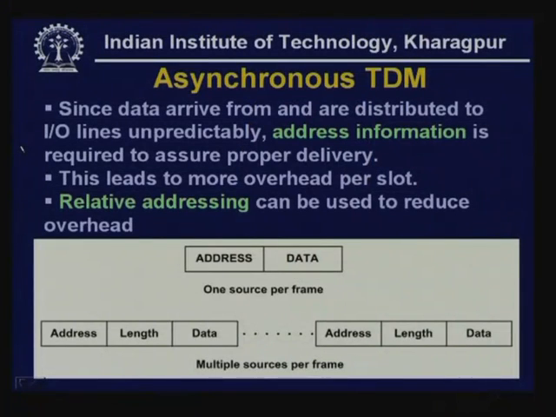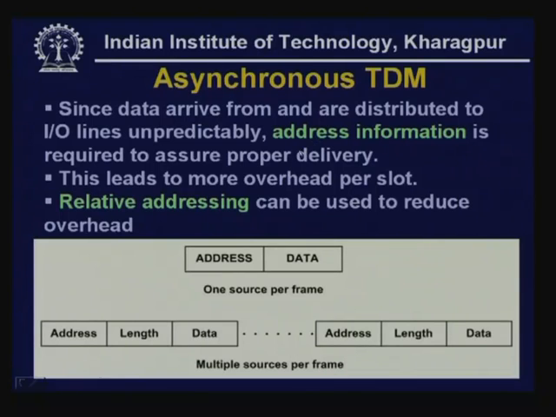And so, in this asynchronous time division multiplexing, since the data arriving from different sources are distributed to IO lines unpredictably, address information is required. You see, there is a problem in this. Although we are able to make use of the bandwidth in a more efficient manner, or we can say in a different way, with a transmission medium of lesser bandwidth, we can send signals coming from different sources, provided they do not generate data continuously.